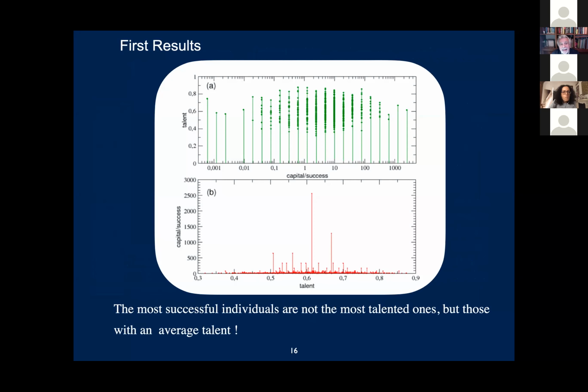That is that capital is not proportional to your talent. And in fact, those agents who are the most famous or the richest after the end of one run are not the most talented, but the ones that got the maximum of success or richness are those who have a talent which is slightly over the average of our talent distribution.